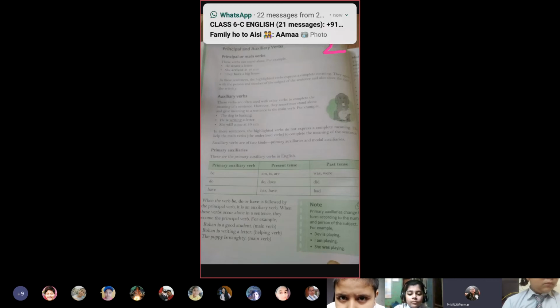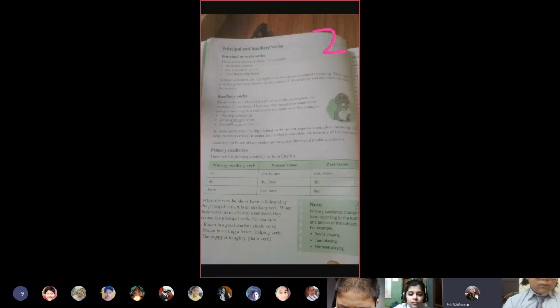So here is is the helping verb and singing is the main verb. Or maybe, supposing, I will come. Now here will is the helping verb. Come will be the main verb. So auxiliary verbs are those verbs which work along with the main verb as a helping verb. They cannot stand alone. So I hope the principal and the auxiliary verbs are understood.